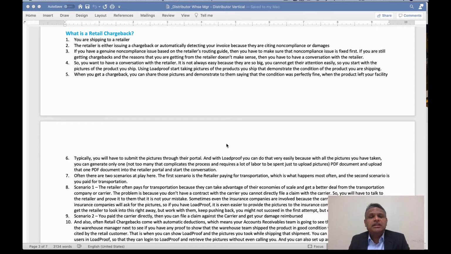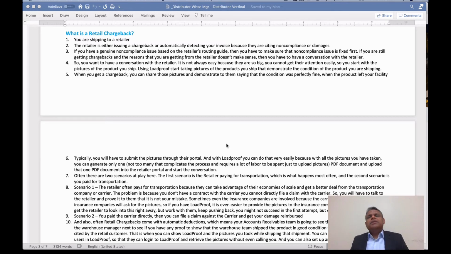If you have a genuine non-compliance issue based on the retailer's routing guide, then you have to make sure that non-compliance issue is fixed first, right? If you're still getting chargebacks and the reasons you're getting from the retailer don't make sense, then you have to have a conversation with the retailer. It's not always easy because they are so big, right? You cannot get their attention so easily.